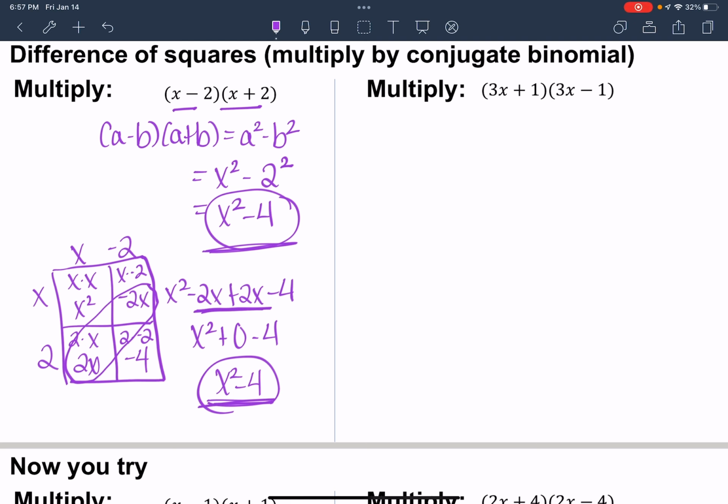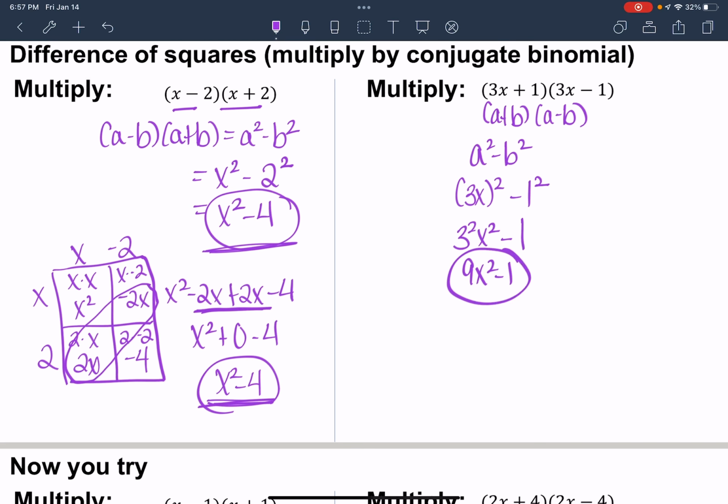So here's another one. I once again have a plus b times a minus b. So this will be a squared minus b squared. So that's 3x squared minus 1 squared. 3x squared is going to be 3 squared x squared. 1 squared is just 1. 3 squared x squared is 9x squared. So this is 9x squared minus 1.